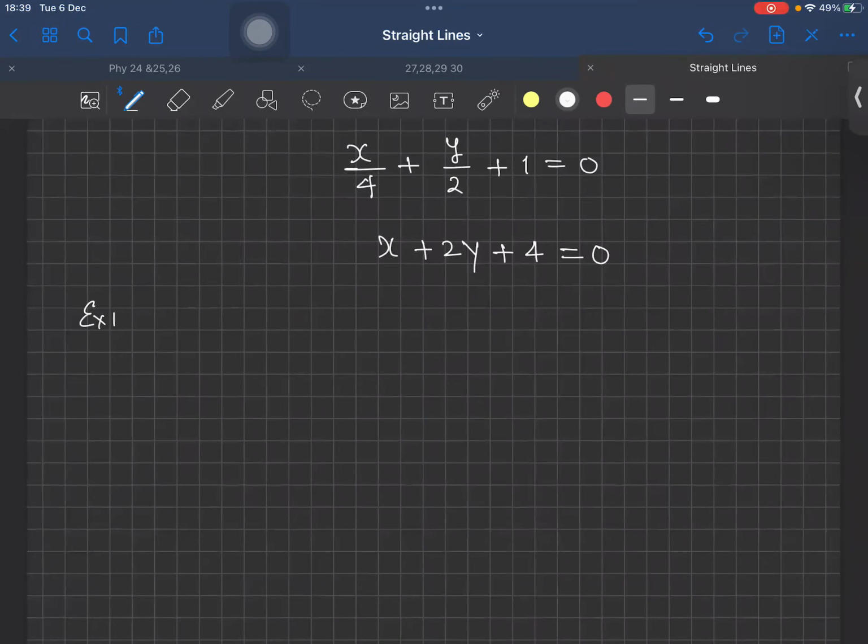Now come to exercise 10.2. Solve question number 5. So question number 5 is, find the equation of line which intersects x-axis at a distance of 3 units to the left of origin with slope -2, right? So x-intercept is given and slope is also given. Now, slope intercept form it is.